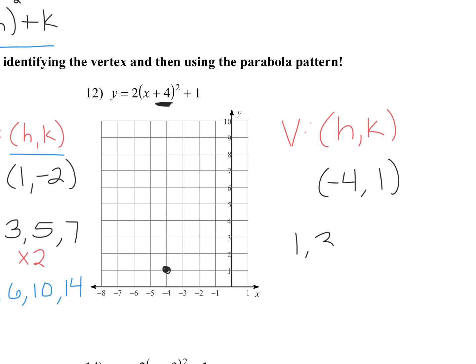And then our step, what's our step pattern? 1, 3, 5, 7. Does our step pattern need to change? Yes. By how much? 2. So we get 2, 6, 10, and 14. So then you follow that step pattern. Over 1, up 2, over 1, up 6.